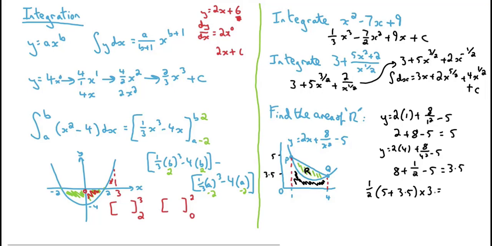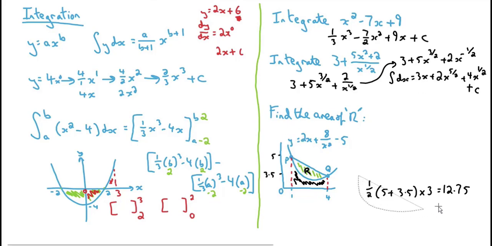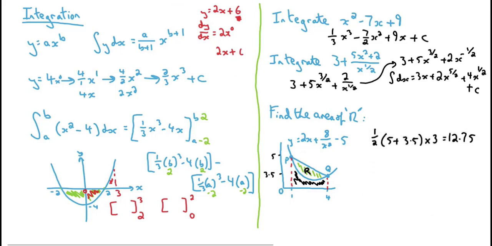Putting all that into the equation, and solving in the calculator, you get an area of the trapezium of 12.75. Now that we have the trapezium, we can just go about working out the integration. If we just move this stuff out of the way, keep that up there. So that's the area of our trapezium.